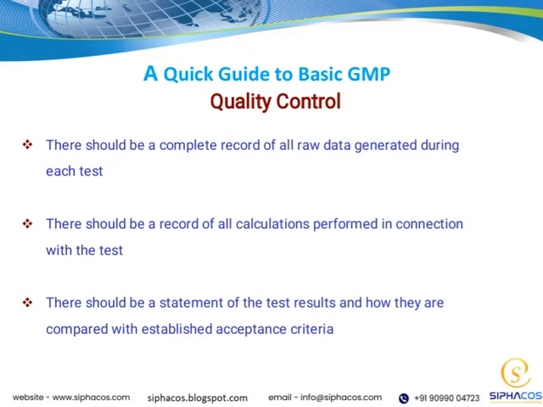Let's take a quick look at a basic guide to good manufacturing practices, or GMP. This is really the foundation for ensuring quality and safety in our production processes. First, it's all about maintaining cleanliness and controlling contamination, keeping our work environments and equipment spotless. Next, proper documentation is crucial. Every step needs to be recorded accurately to ensure traceability and accountability.